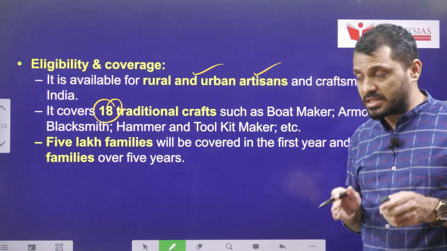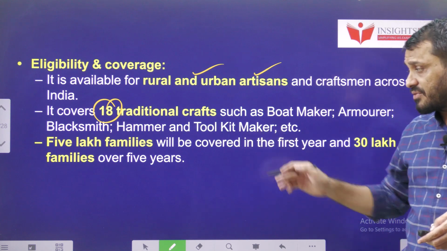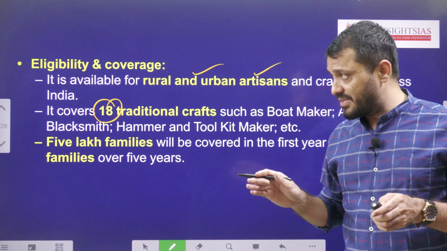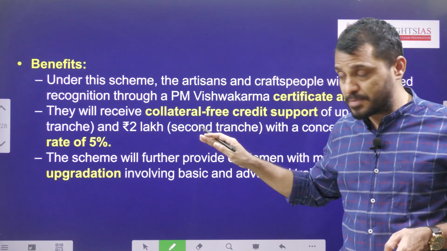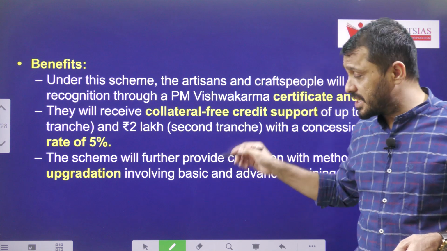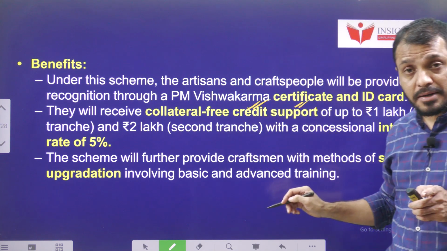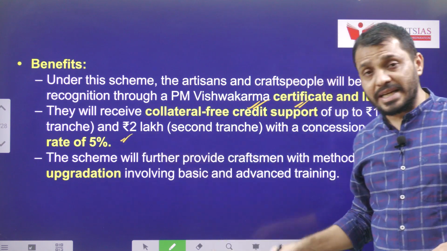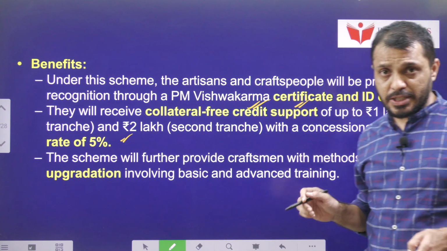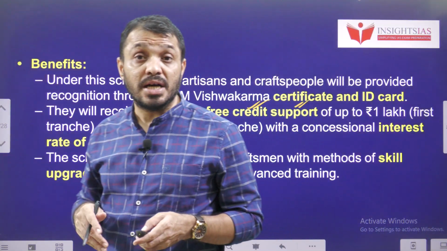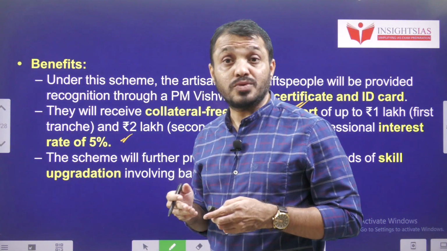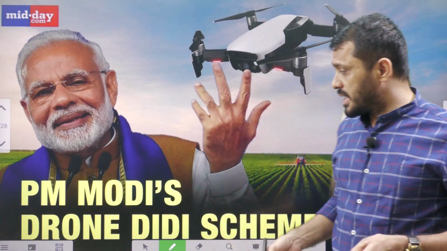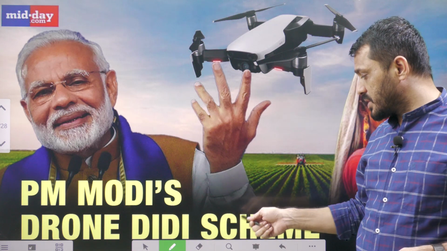According to Government of India estimates, around 5 lakh families will be covered in the first year, and around 30 lakh families will be covered over 5 years. So this is the benefit of this particular scheme. They will be provided collateral free credit support of 1 lakh, and in the second tranche they will be given 2 lakhs of rupees with an interest of only 5%. This is to encourage skill upgradation in India, and it can also help the Make in India program as well.